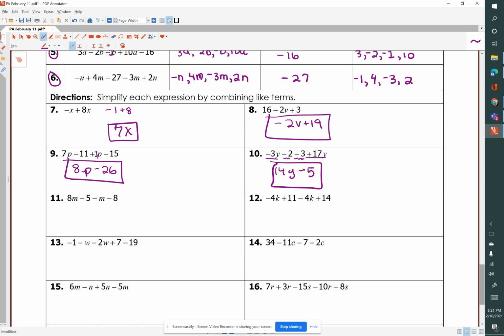Number 11, 8m minus 5 minus m, and that's an invisible 1, minus 8. So 8 minus 1, that's 7m. Negative 5 minus 8 is negative 13. And number 12, we have negative 4k plus 11 minus 4k plus 14. So negative 4k minus 4k is negative 8k. 11 plus 14 is a positive 25.